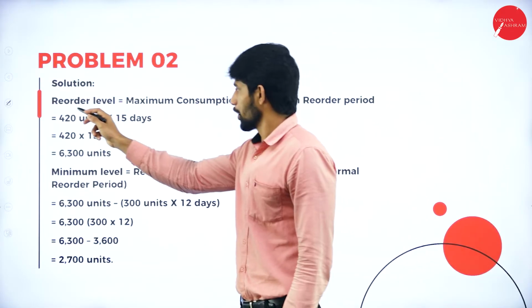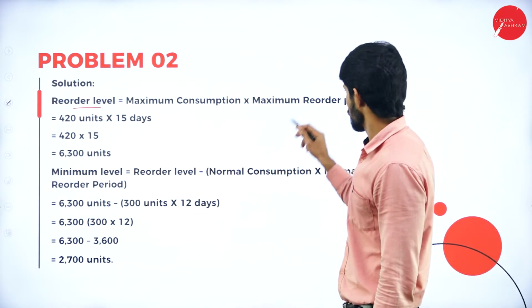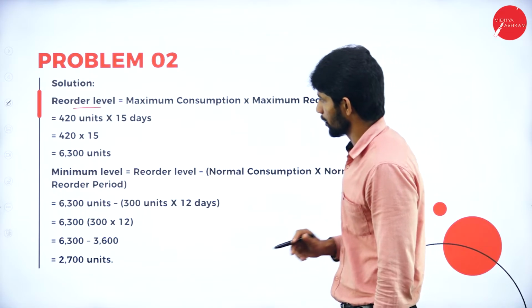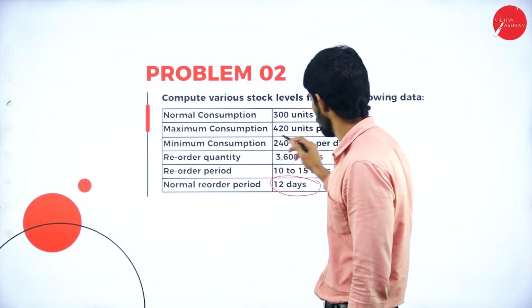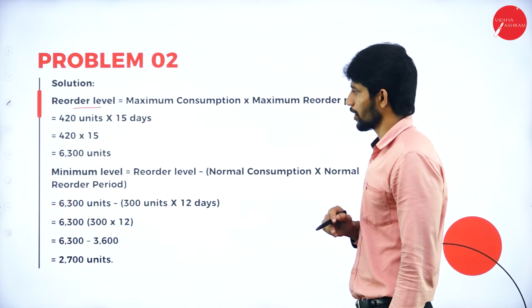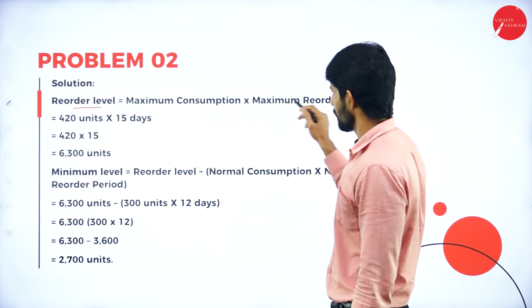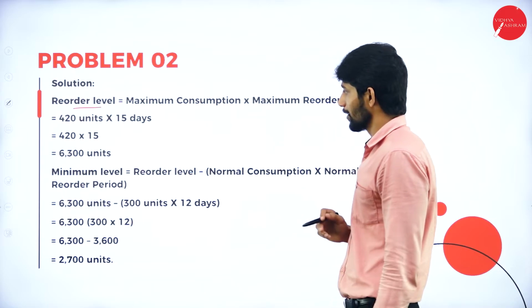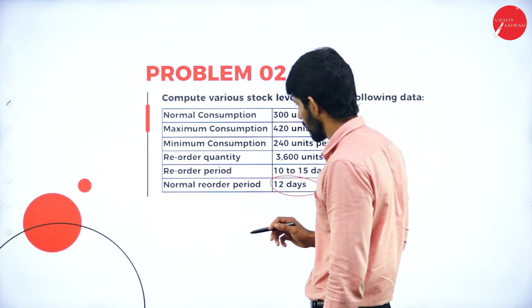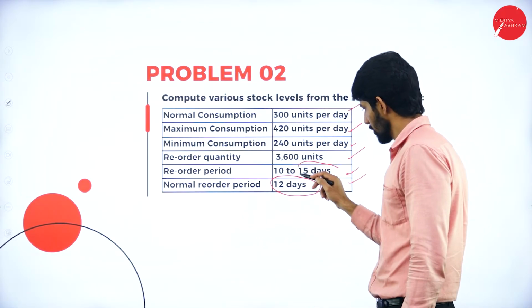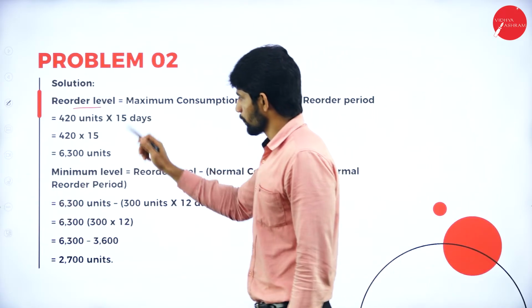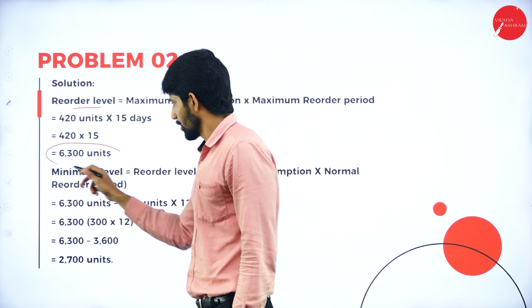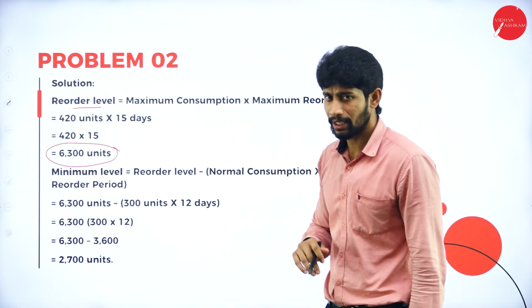So solution, reorder level: maximum consumption into maximum reorder period. 420 units is the maximum consumption. Here you can see maximum consumption 420 units into maximum reorder period. So what is the maximum reorder period? The maximum reorder period is 15 days. So 420 units into 15 days, you will get 6,300 units. This is called reorder level.